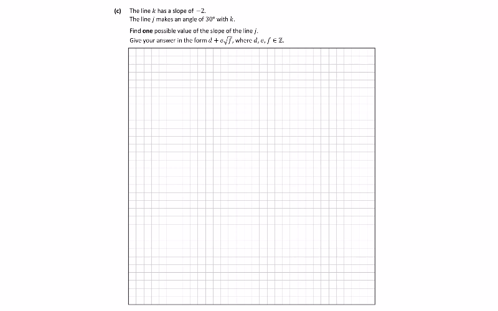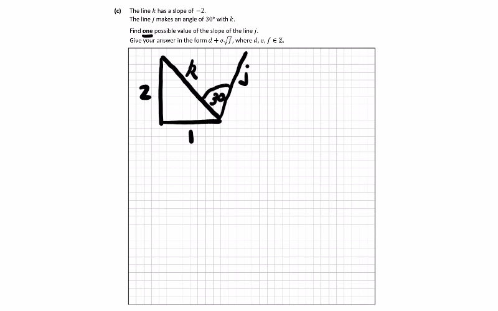In part C, we have the line K has a slope of minus 2. So let's sketch that minus slope. Rise over run would be minus 2 over 1, so rise 2, run 1. So this is the line K. The line J makes an angle of 30 degrees with K. Okay, so let's say this is the line J. It could be going downwards as well, that's why it's one possible value. There will be 2. So let's say this is 30.